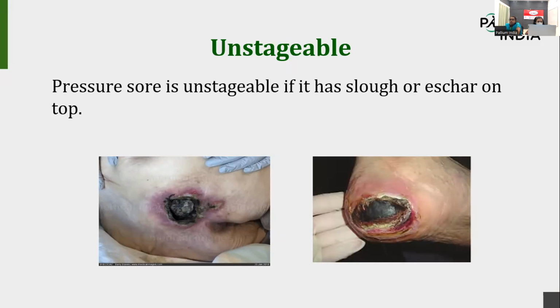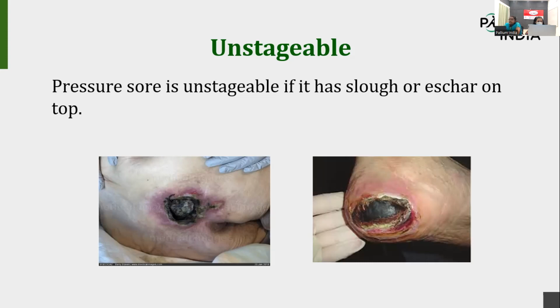So there are 5 stages of pressure ulcer. The first one is non-blanchable erythema. The second stage is when the dermis layer is damaged, a shallow open ulcer. The third stage is a full thickness ulcer, where all subcutaneous tissues are affected. The fourth stage is when muscle, bone, and tendon are affected. The fifth stage is unstageable. Unstageable is when there is any black necrotic tissue on top of the skin and we can't assess the stage.